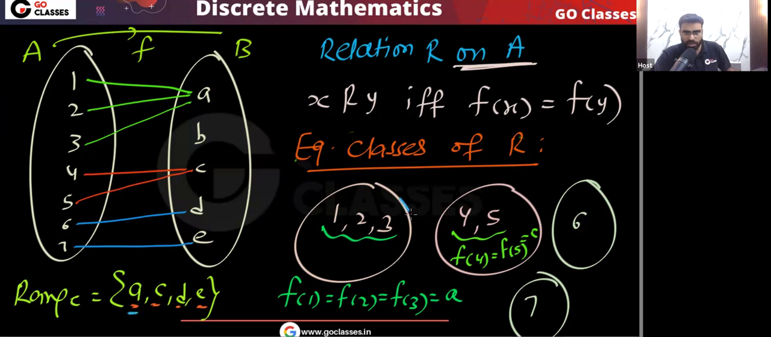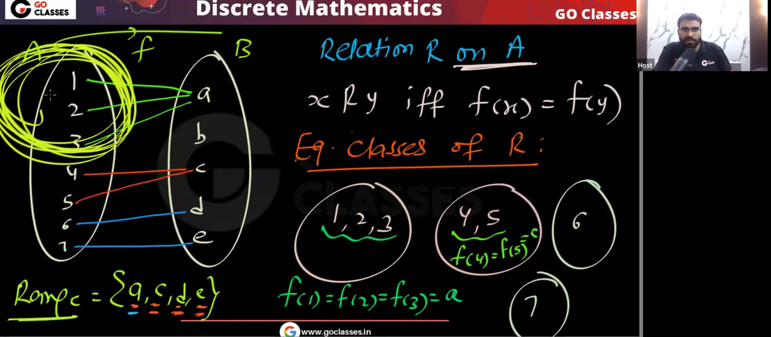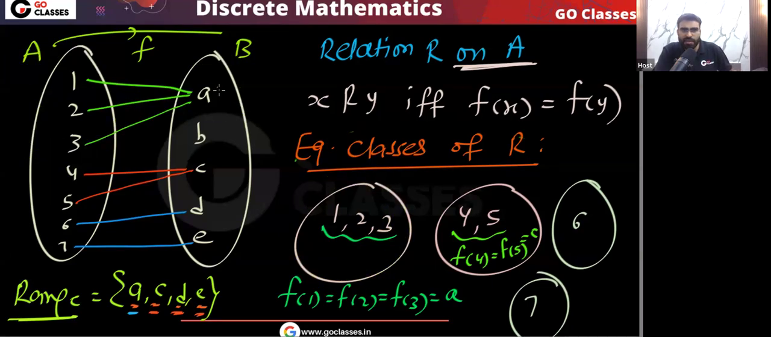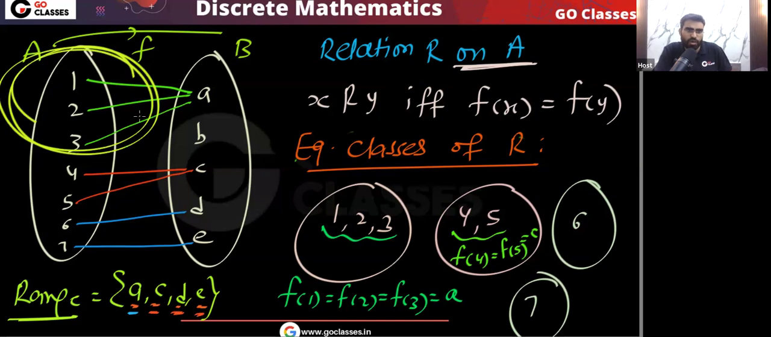Because of this element, you are getting this equivalence class. Because of this element, you are getting this equivalence class. Because of this element, this equivalence class. And because of this element, you are getting this equivalence class. So you are getting 4 equivalence classes because of every element in the range. All the elements which are mapping to A are in the same equivalence class.